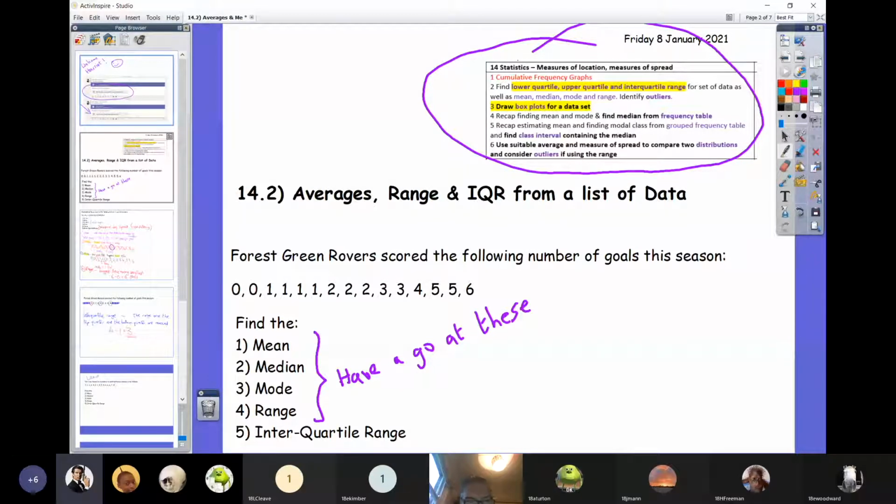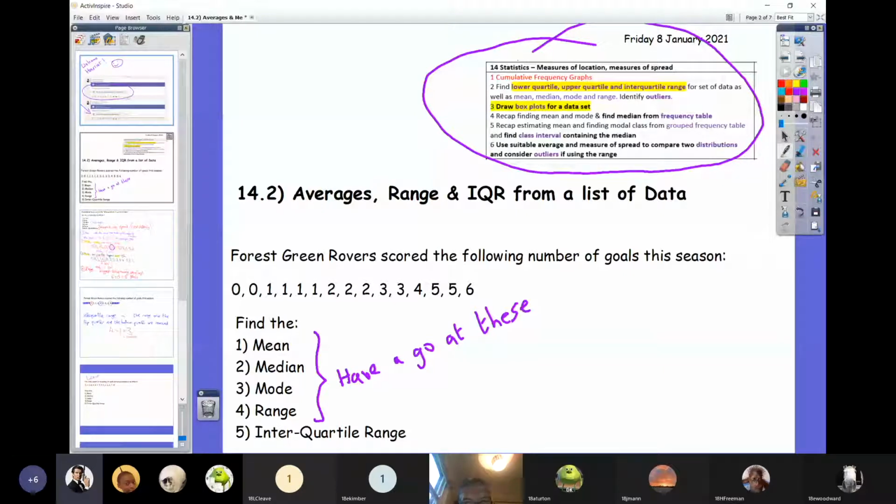So I'll give you about another minute. I know that's not long, but for those of you who can't remember how to do it, I don't want you to be wasting too much time. I want you to be getting on to doing the worksheet. I'll give you about another 30 seconds.